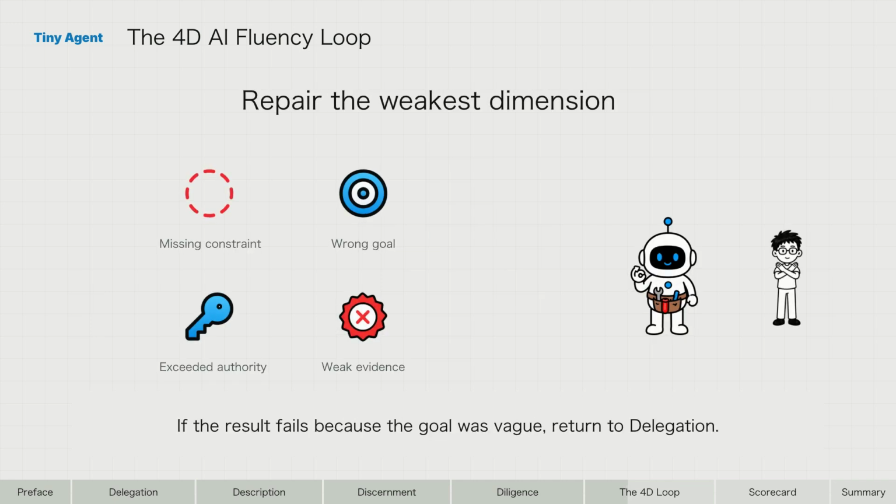If the result fails because the goal was vague, return to delegation. If the AI misunderstood a constraint, improve description. If a claim is unsupported, strengthen discernment. If the action exceeded authority, repair diligence.